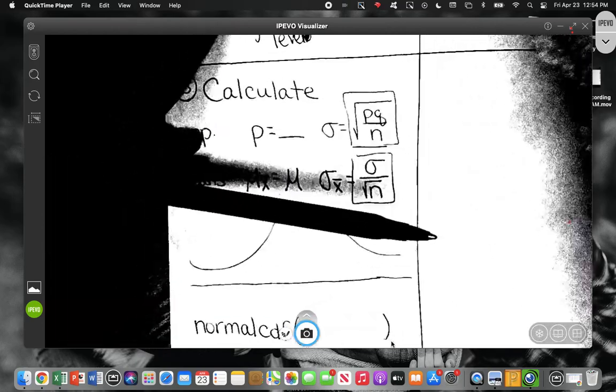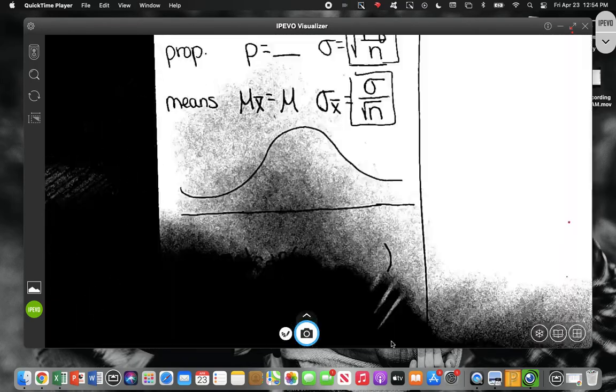All right, so once we do the normal CDF, that does give us our p-value.